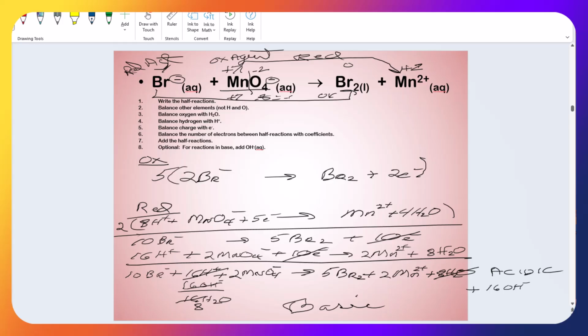The reason it's basic is because I have excess hydroxide. That is our base. Okay, so now I've balanced both in acidic conditions, which you do first, and then you just add hydroxide to the hydrogen ion. Don't forget to add it to the other side as well. And that gives you balanced in basic conditions.